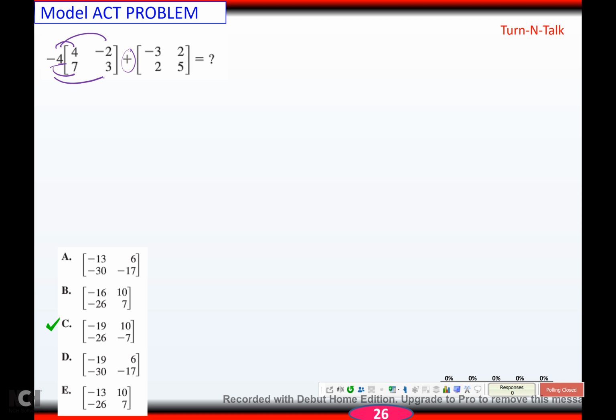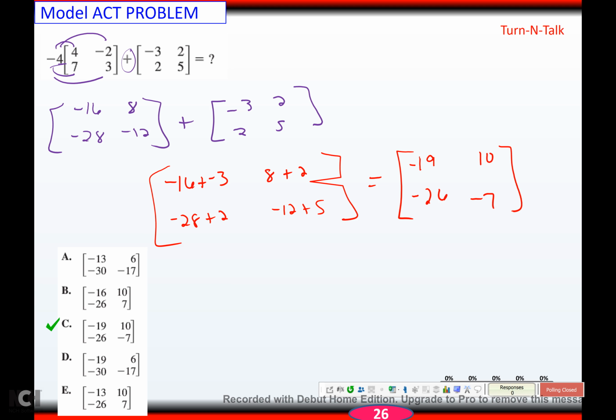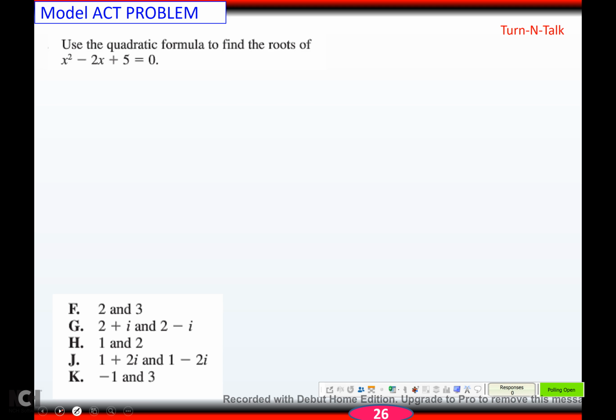So distributing the negative 4 to every element, I get negative 16, positive 8, negative 28, negative 12. And now I can add that to the second matrix because the dimensions are the same. So when we add corresponding elements, I'm going to get negative 16 plus a negative 3, 8 plus 2, negative 28 plus 2, and negative 12 plus 5. Which gives me negative 19, negative 26, positive 10, and negative 7. Okay? Hit pause, come back when you're ready.